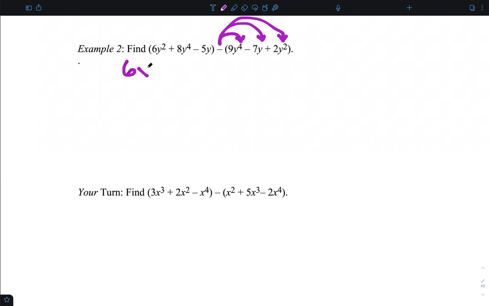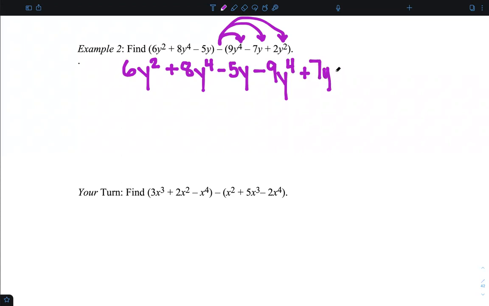So we have 6y squared plus 8y to the 4th minus 5y, then minus a 9y to the 4th, then a plus 7y, and then a minus 2y squared, because remember we had to distribute that negative to all 3 of those terms.